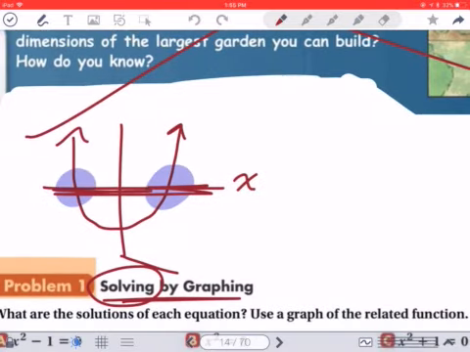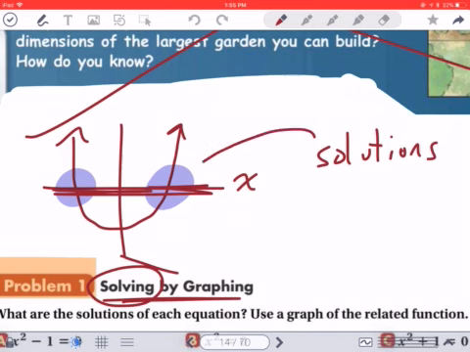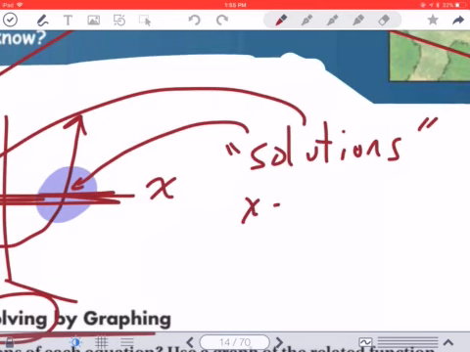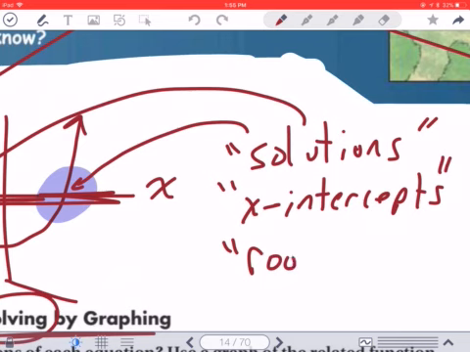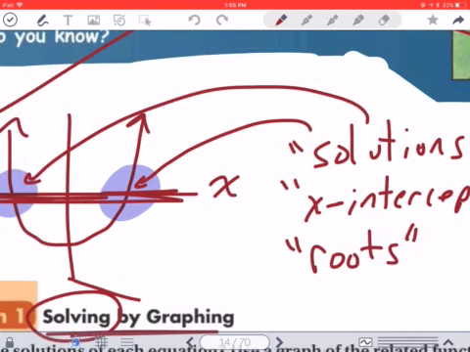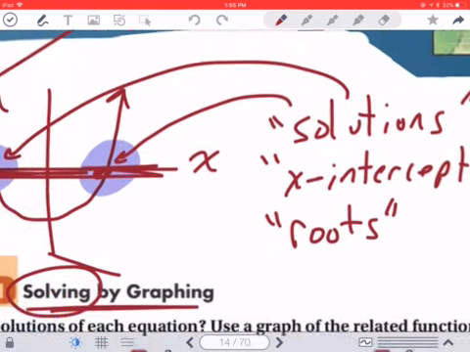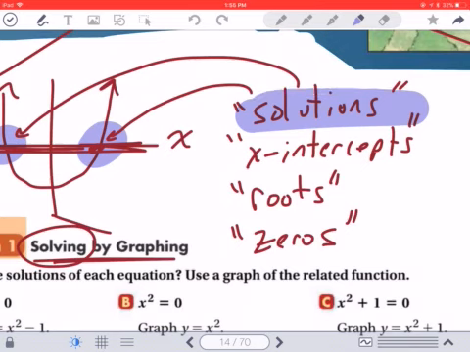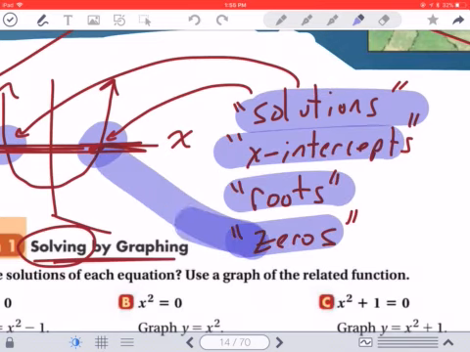So the solutions are these 2 points right here. You could call them solutions. You could also call them x-intercepts because that's where it crosses the x-axis. Sometimes you might hear it in the Khan Academy videos called the roots because it's kind of like a tree growing underground where the roots start. Or it might be called the zeros. So those 4 things all mean the same thing. They all mean these 2 points right here.